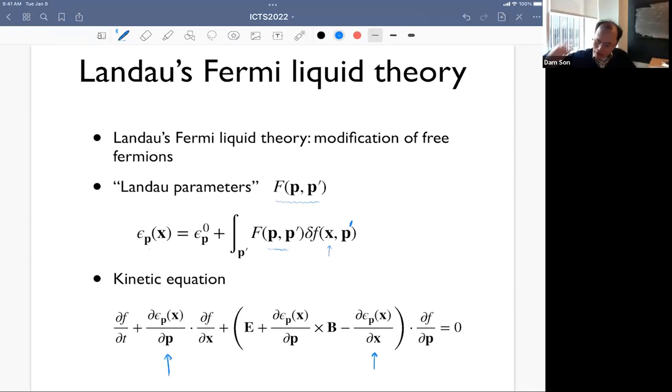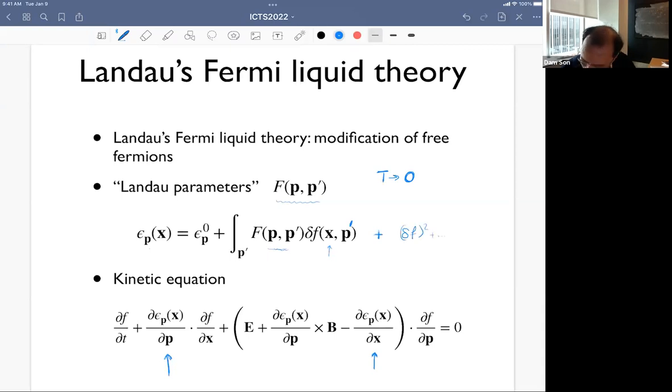Landau is interested in the limit T goes to 0, so T would not appear in this function F. Function F does not depend on temperature. Now, in principle there could be terms like F squared, etc.